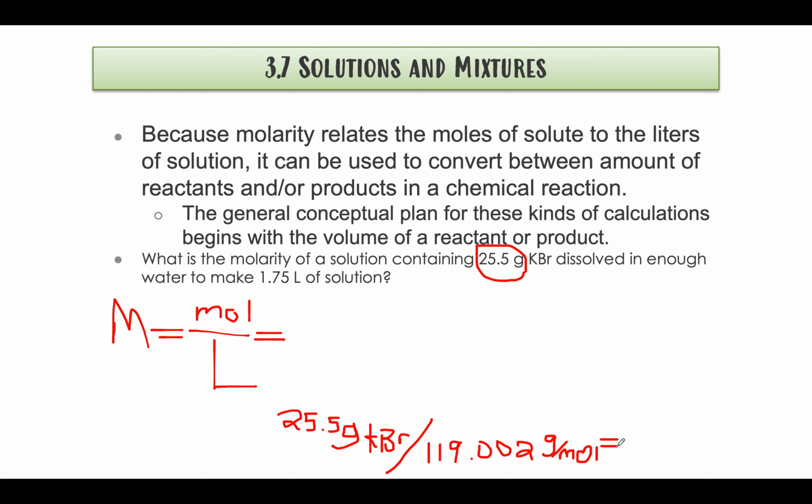So 25.5 divided by 119.002 is going to give us 0.214 moles of potassium bromide. Okay, so we have 0.214 moles of potassium bromide.